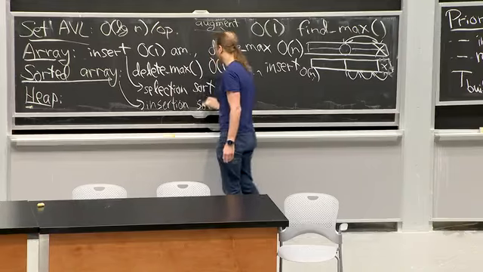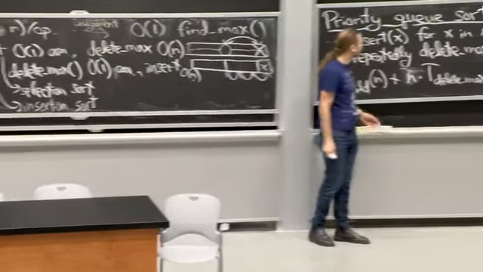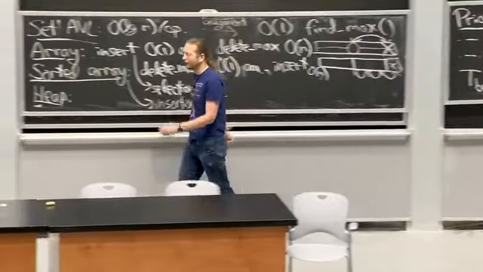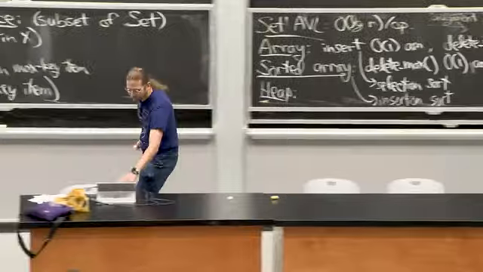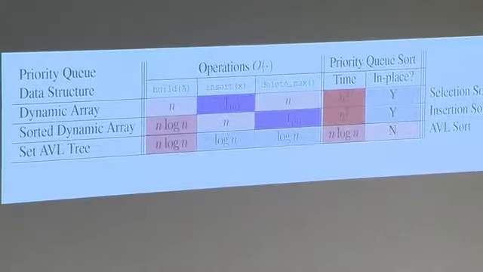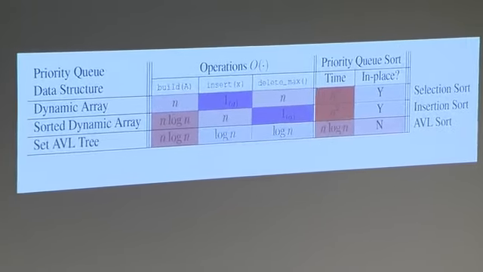OK, kind of cool. This is a unifying framework for three sorting algorithms that we saw before. We didn't actually talk about AVL sort last time, but it was in the notes. And so that is the right part of this table. Of course, these array data structures are not efficient. They take linear time for some of the operations, so the sorting algorithms are not efficient. But they're ones we've seen before, so it's neat to see how they fit in here.